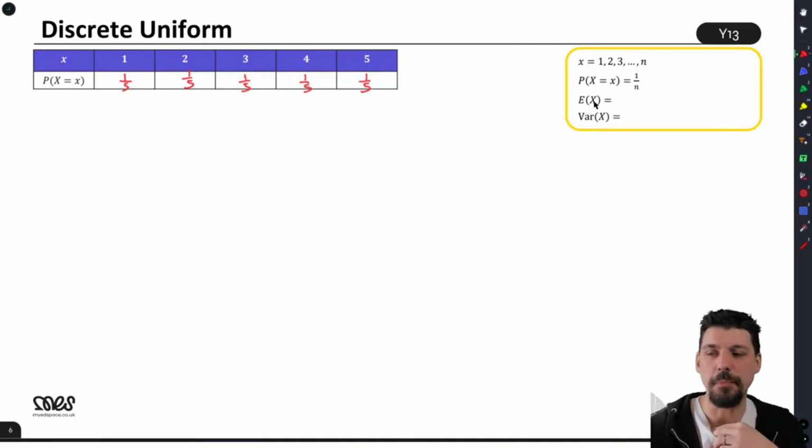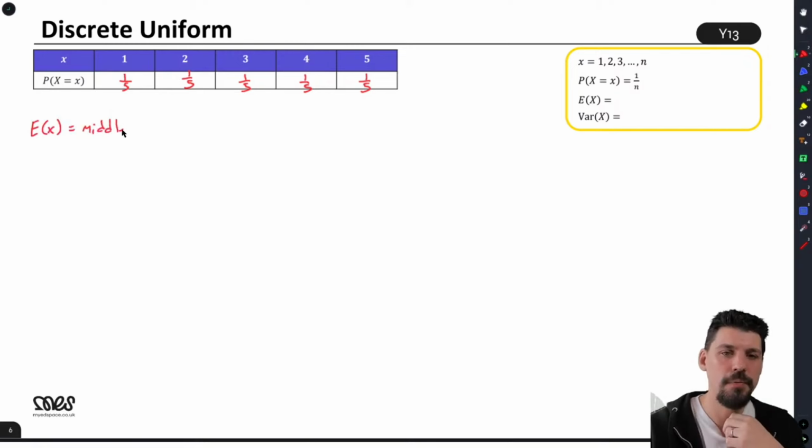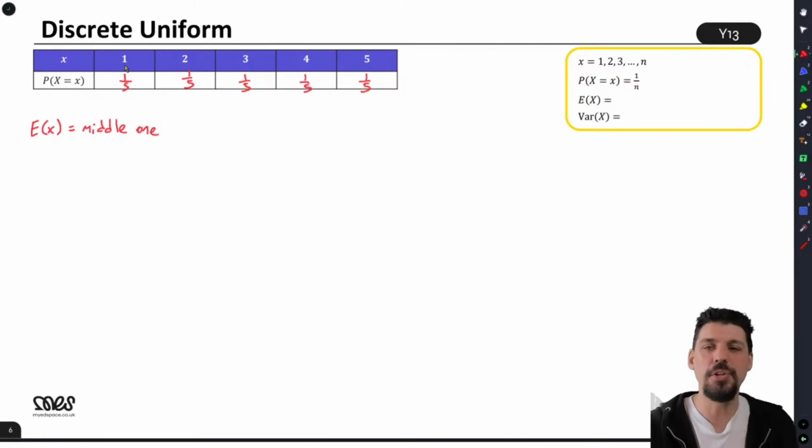Now, a few things we can do. E of x intuitively should be the middle one. If they're all equally likely, I should get an equal spread of 1, 2, 3, 4, 5s. When I average them out, I should get the middle one. I'll get the emulator up and I will show you later. But let's just show this.